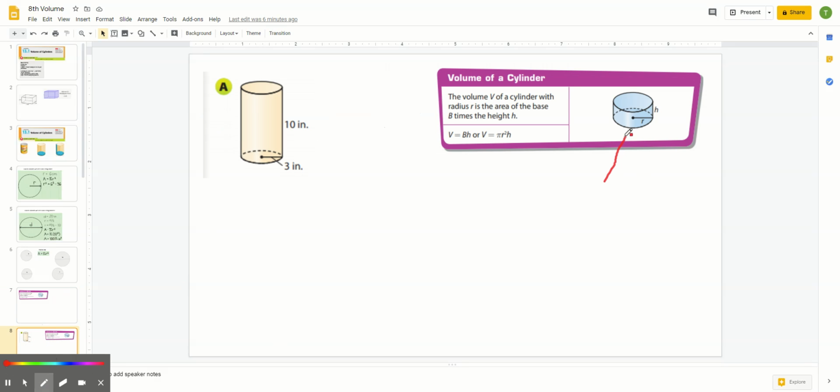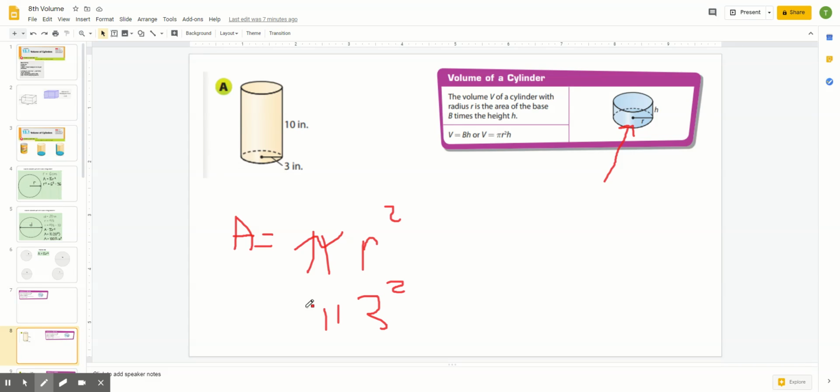All right, so let's start with our circle. Like we looked at before, we are given the radius now. All right, so this is our circle area formula again. I'm just going to write that out. Area equals pi times radius squared. All right, so 3 squared is going to be 9 pi. So I'm going to write that out like this, 9 pi. Sorry, a little messy there.